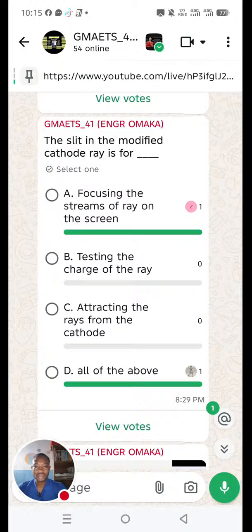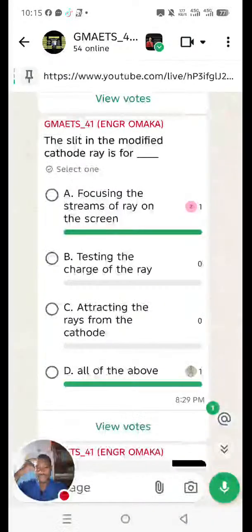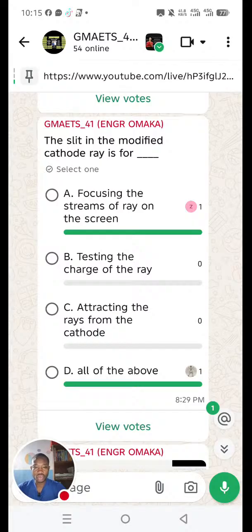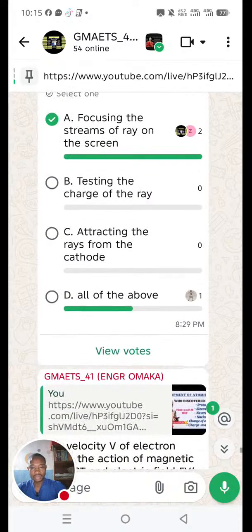The slit in the modified cathode ray tube is for dash. A, focusing the streams of ray on the screen. That is the correct answer, to focus the streams of ray on the screen. So it gives it a straight line movement, okay? Directional movement. That's the function of the slit. So option A is correct.